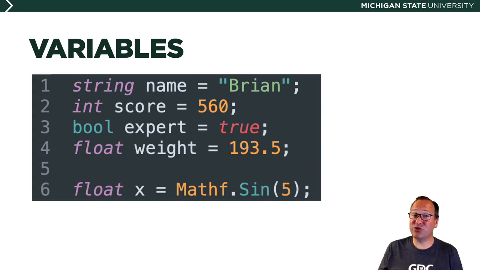C# is a strongly typed language, which means that you must define the data type of the variable, such as string, integer, boolean, or float. You can assign the variables using the equal sign to literals as shown in the top 4 lines, or you can assign variables to the results of a function as shown in line 6.